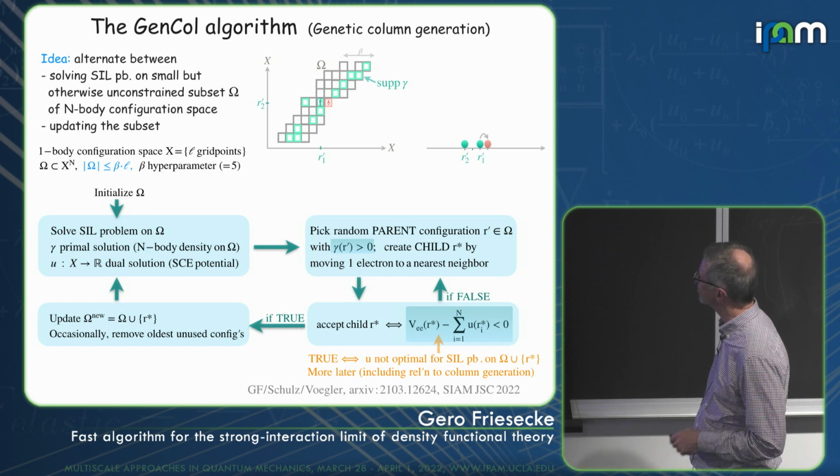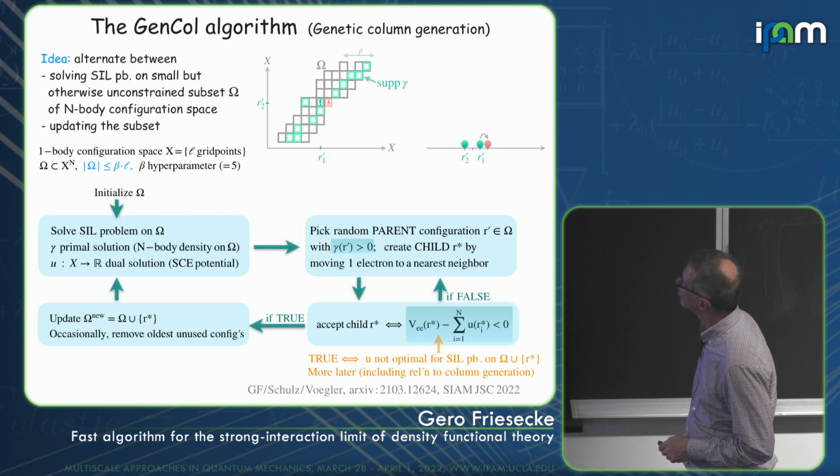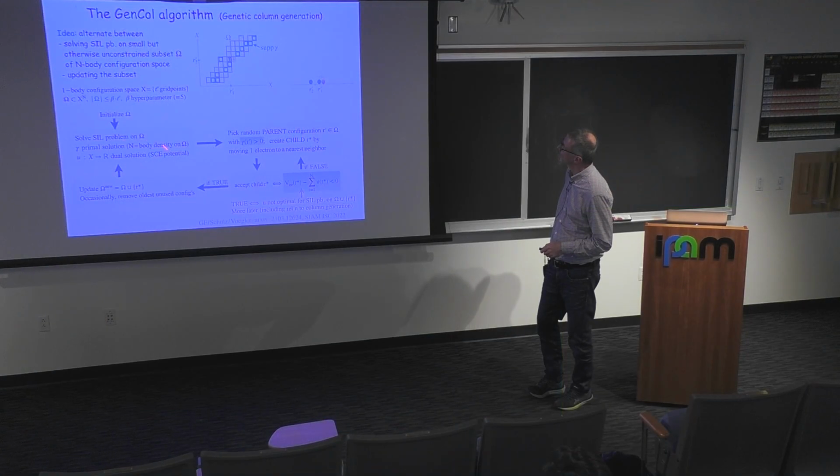Pick a random parent configuration, but don't pick it randomly in the set. Learn from the optimizer that you currently have. So only a small number of these cells here have non-zero weight in the optimal plan.